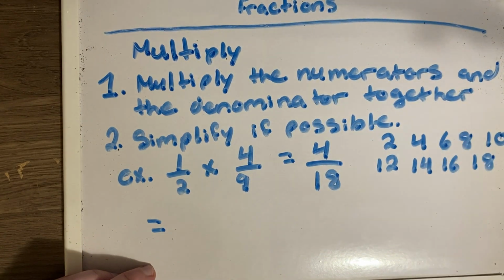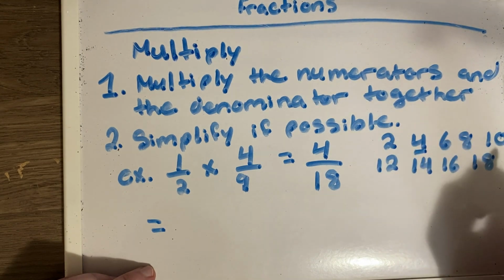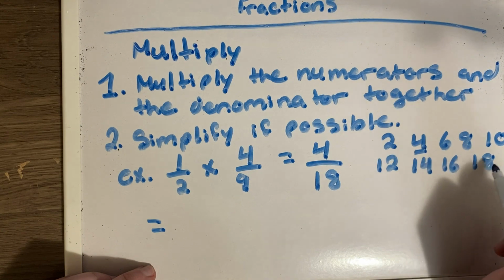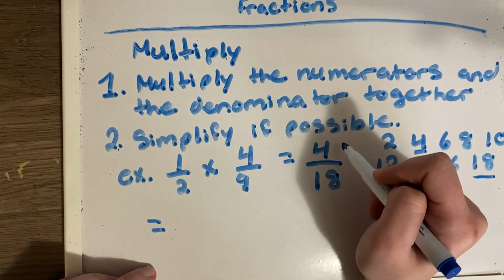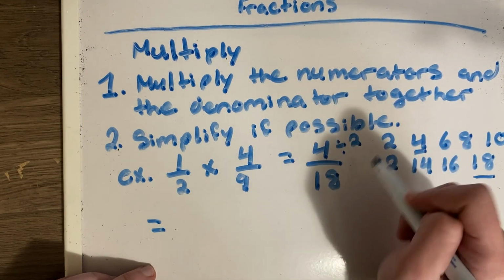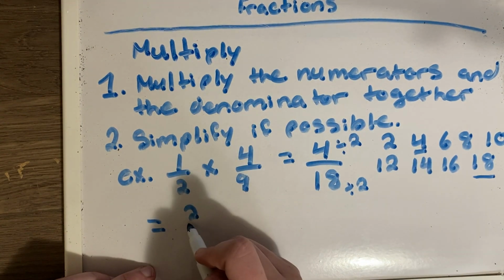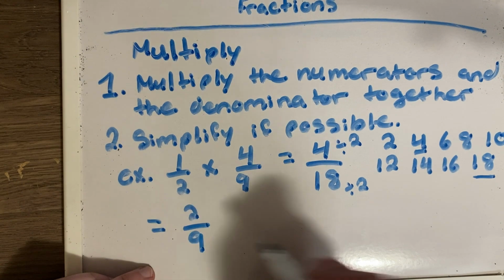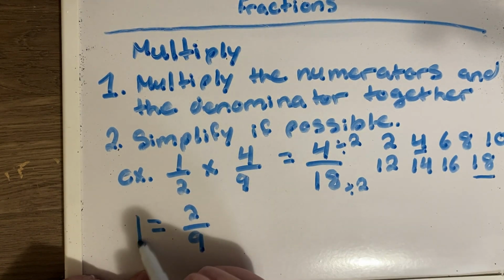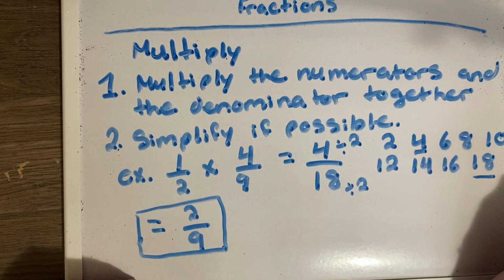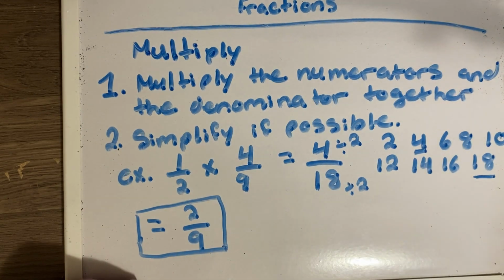Well, 4 is second in the 2's number line, and 18 is 1, 2, 3, 4, 5, 6, 7, 8, 9. All right, so if we divide the numerator and the denominator by 2, our final answer will be 2 over 9. And this is our simplified final answer: 1 over 2 times 4 over 9 is 2 over 9.